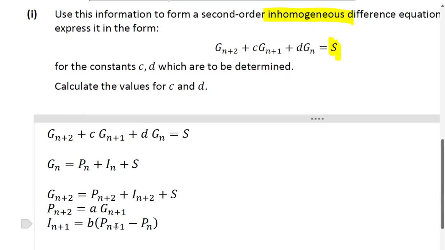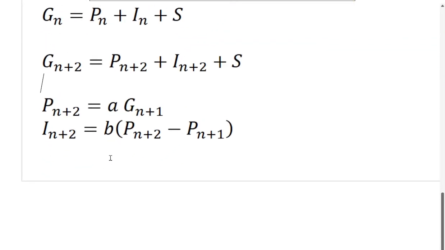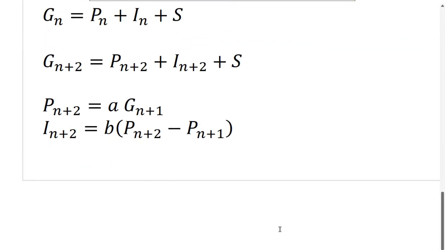And again, we don't want n plus 1. Now I can change things here, but you don't have the page in front of you, so you probably don't need to write this step down. But we want n plus 2, so we just increase our subscript by 1 each time. So what we've got there is G n plus 2 in terms of P n plus 2 and I n plus 2 and S, which doesn't change. We've figured out what P n plus 2 and I n plus 2 are. So now let's put them into the equation for G.